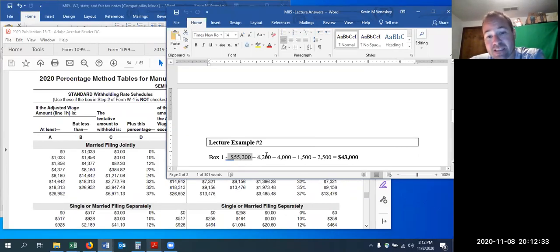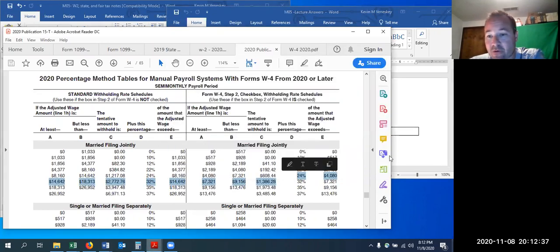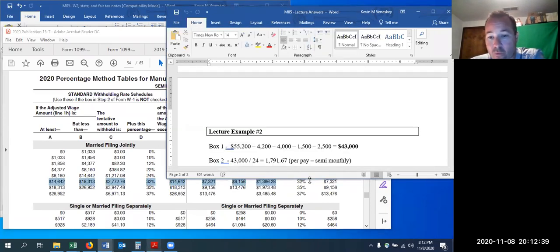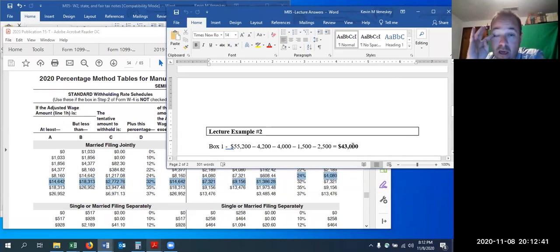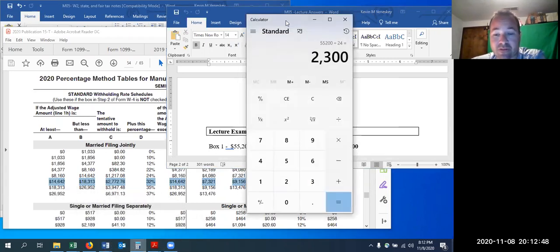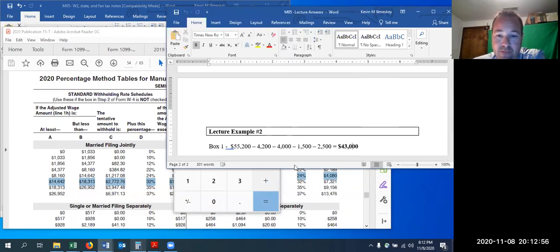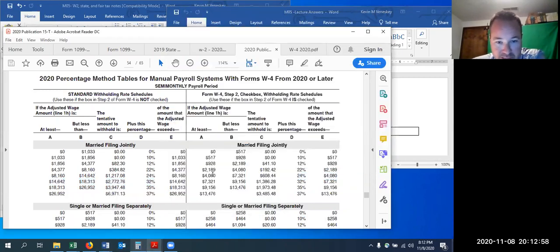Then what I would have to do is take this amount and divide it by 24. Well, a much easier way to do that is just say, okay, what is your federal tax amount for the whole year? Divide that by 24. So let's do that here. Let's take 43,000, divide this by 24 pays, $17.91.67.